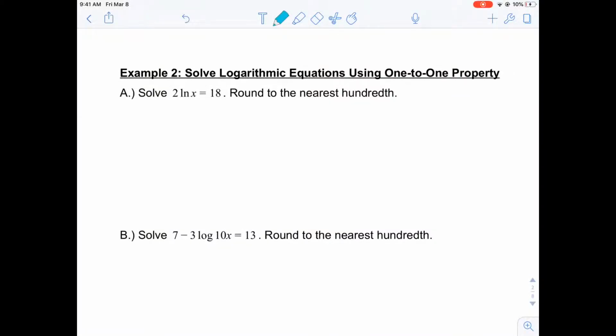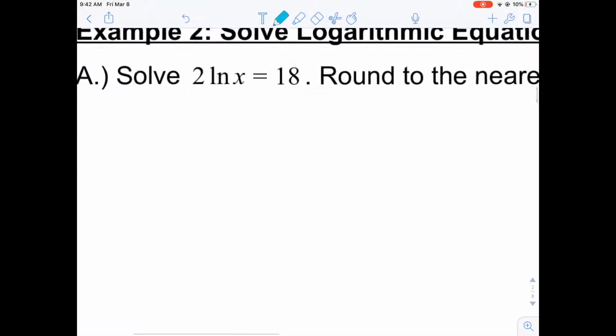Okay, so for this video, we're going to be solving some logarithmic equations. We see here we're solving 2 times ln x is equal to 18. So the trick here is we want to first isolate this ln x. It's being multiplied by 2, so I'm going to divide by 2 to get that ln x by itself. And ln x is going to equal 9.